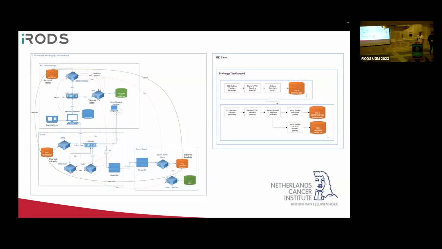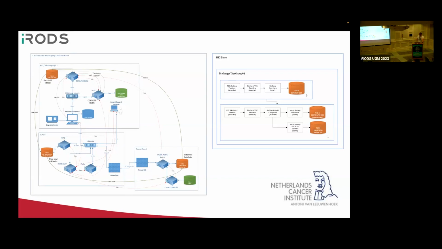I was a bit inspired by the talks about S3 in this user group meeting. This is basically a rough sketch of an idea of the infrastructure on how we want to implement iRODS within the NKI, especially with the bioimaging facility. We have a lot of data that moves around the institute and has to end up eventually in Azure.